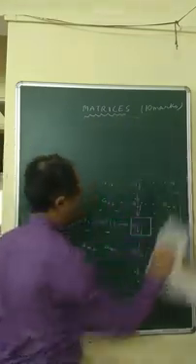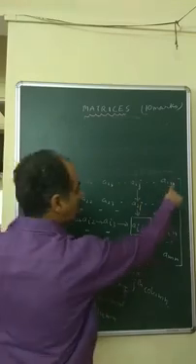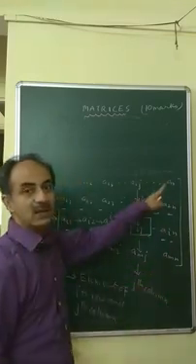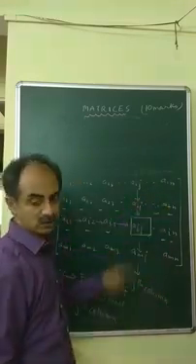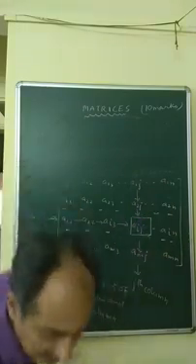So when we write the elements of a matrix, then we enclose all the elements within square brackets. We use square brackets to enclose the elements of the matrix.